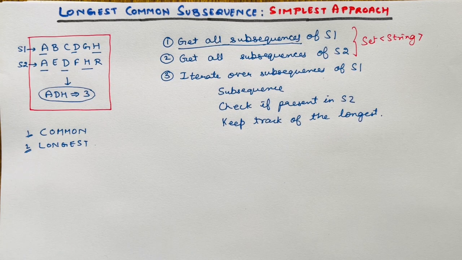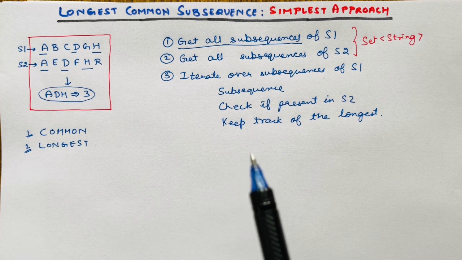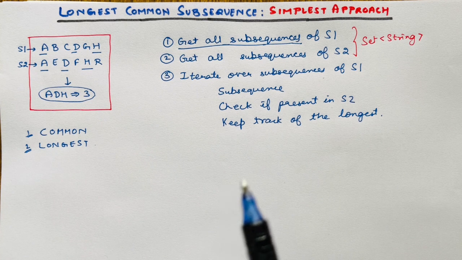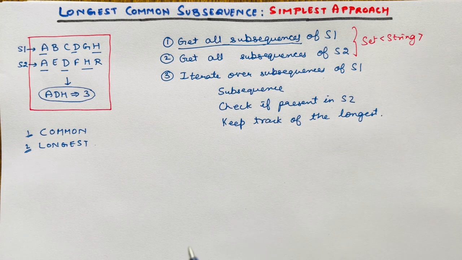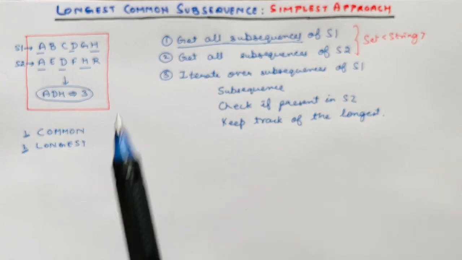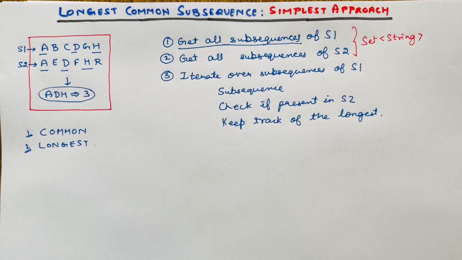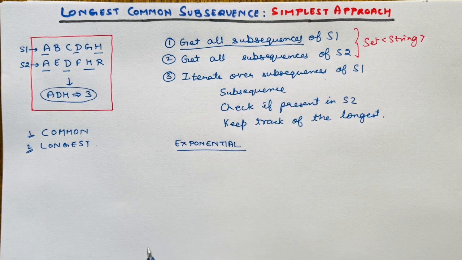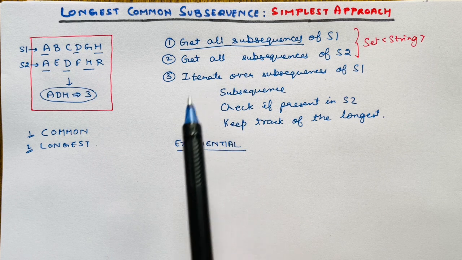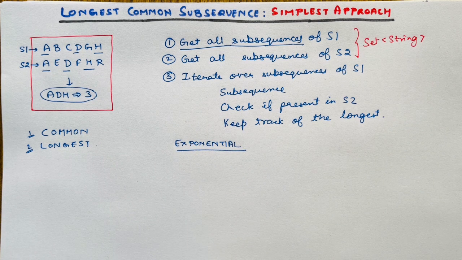Now, our problem remains that how do we get all subsequences of a string? We have solved this in the past videos with two approaches, backtracking and recursion. You can find the link to those videos in the description and also on the top right corner of your video. So, this is the way in which we can solve the longest common subsequence in simplest manner. But what will be the time complexity of this solution? From the previous videos, we know that getting all subsequences of a string takes exponential time. So the time complexity of this overall will also be exponential. This is really bad and we need to do something better.